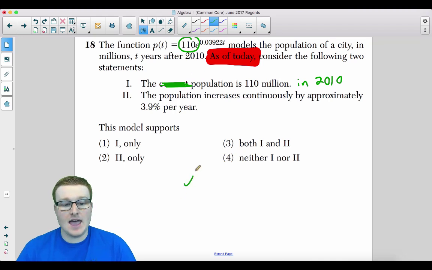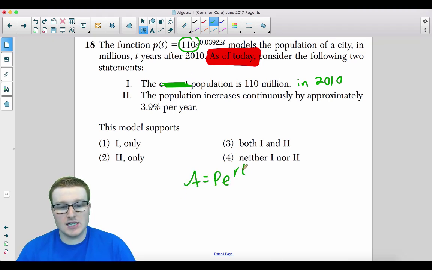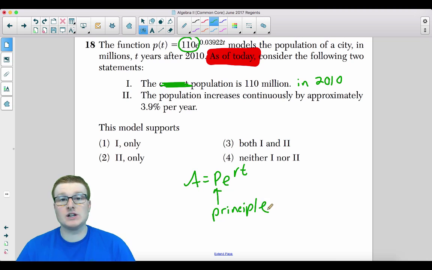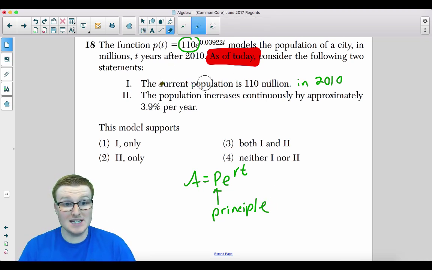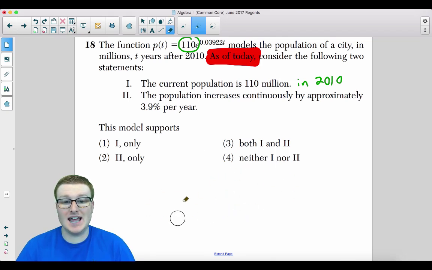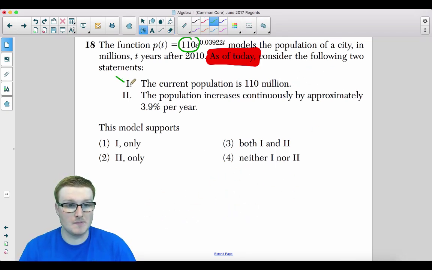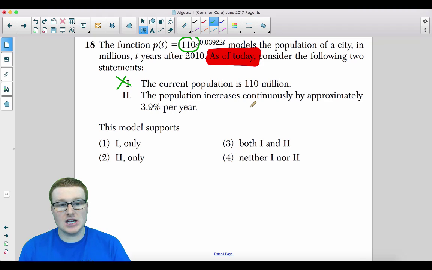Remember, A equals Pe raised to the rt power. This is the Pert formula, right? You've heard of Pert before? P is the principal, the initial or starting amount. So that's an incorrect statement. It should say 2010, not current population. So that's wrong. And it says that the population increases continuously by approximately 3.9% per year.